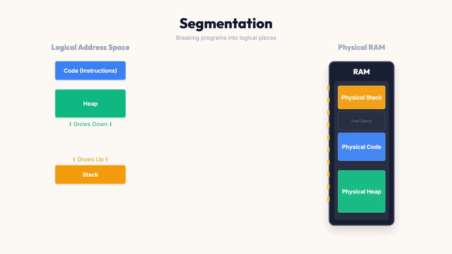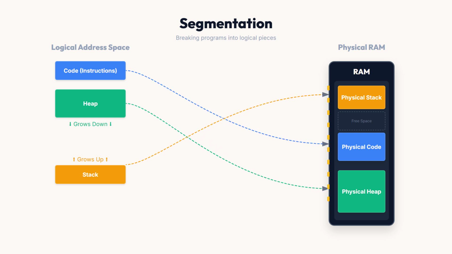To solve this, engineers evolved the base and bound idea into a system called segmentation. Instead of giving a program just one base and bound, the hardware gave it several. Suddenly, a program wasn't forced to be one giant block anymore. It became a collection of independent segments. The code got its own segment, the heap got its own, the stack got its own. Each of these segments had its own dedicated entry in the segment table.